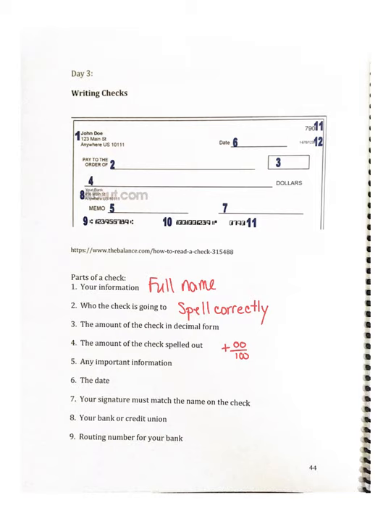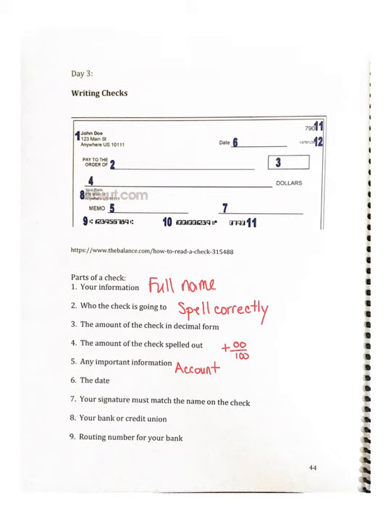Number 5 is the memo section, and you can put any important information there. If you're using your check to pay a bill, they'll often have you put the account number there. Or maybe you want to write down what it is that you're paying for. Maybe you're paying somebody back for purchasing a gift, and so maybe you wrote a little note in the memo there.